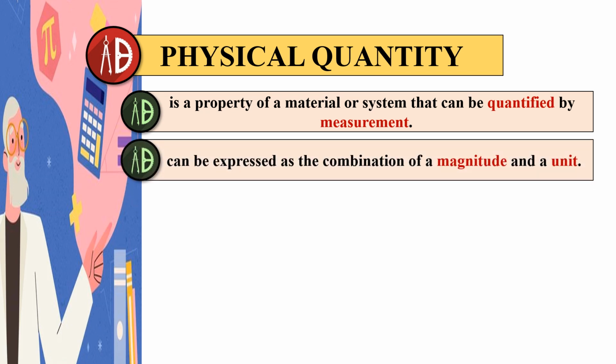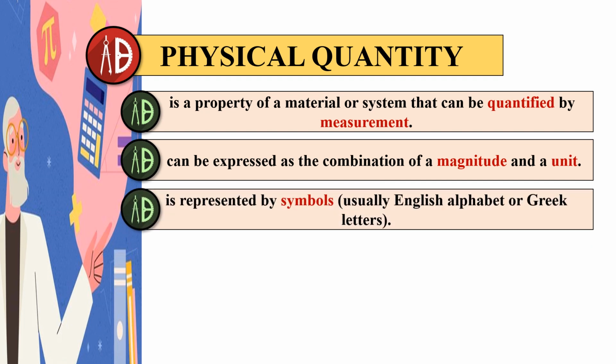Physical quantity can be expressed as the combination of a magnitude and a unit. Magnitude pertains to the numerical value which tells us how much a physical quantity is. Unit gives meaning to the magnitude by serving as an identifier. For example, we are able to know that 100 degrees Celsius describes temperature because of the unit degrees Celsius. Without the unit, the number 100 will be meaningless.